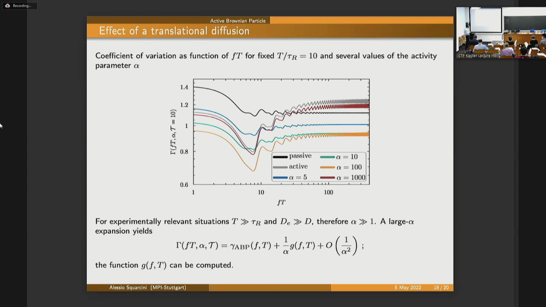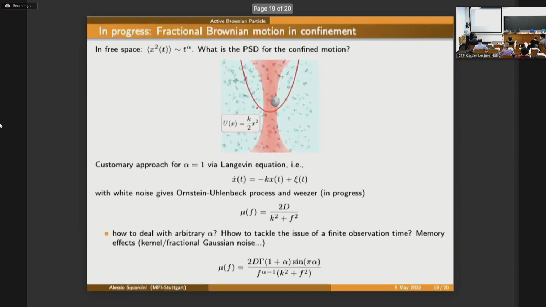But this is something one has to compare with any experimental recording, in fact. And one can build up a sort of expansion around the purely active case, in terms of 1 over alpha, which is supposed to be small. And concluding, this is something which maybe fits better into the non-Markovian aspects of the event.